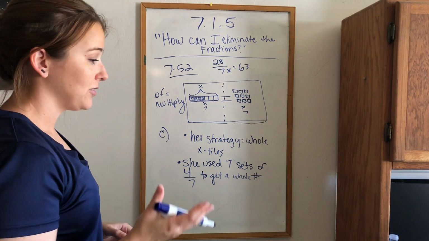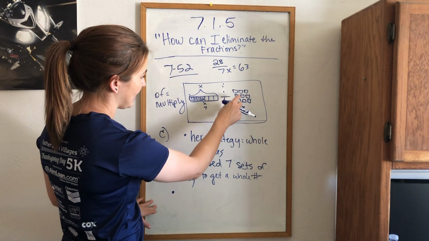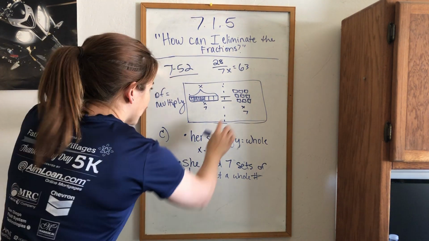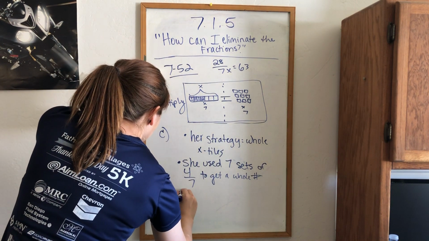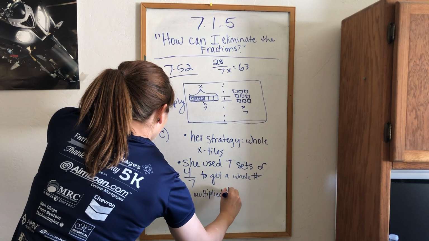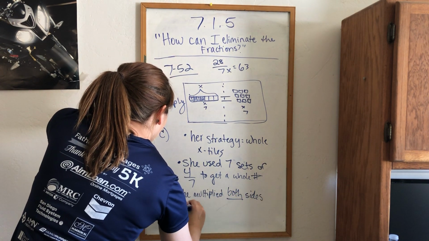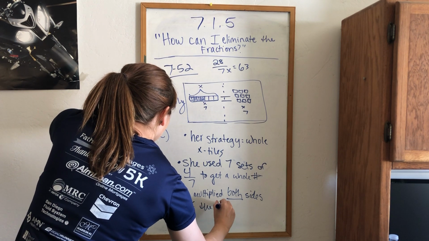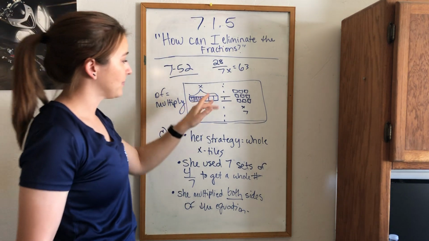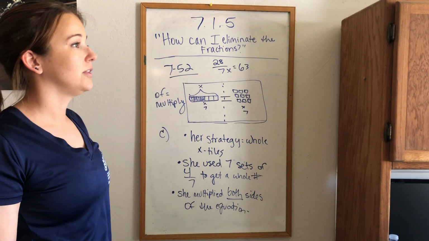Okay, so then it says, why did the right-hand side of the equation change? So why did this 9 become 63? Not by magic. So what we set up here, she multiplied both, keyword both sides of the equation to make it balanced. And I'm not going to write that, but that's assumed that if you do something to one side of the equation, you have to balance it out on the other side.